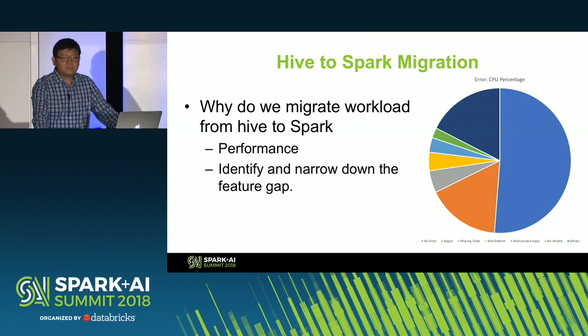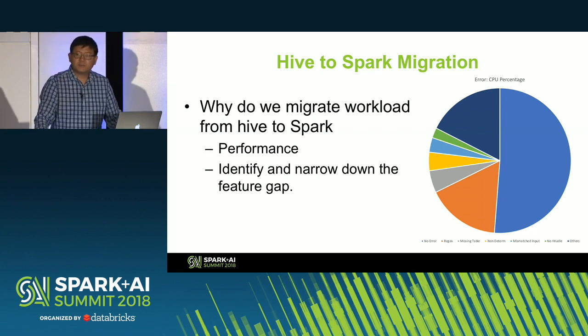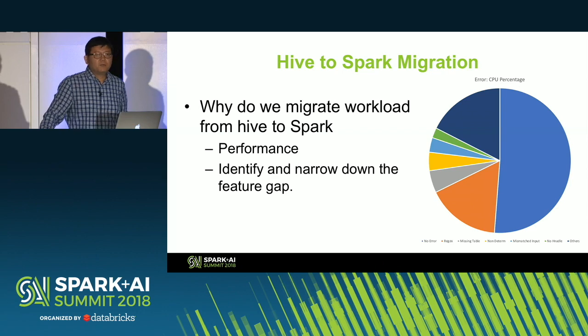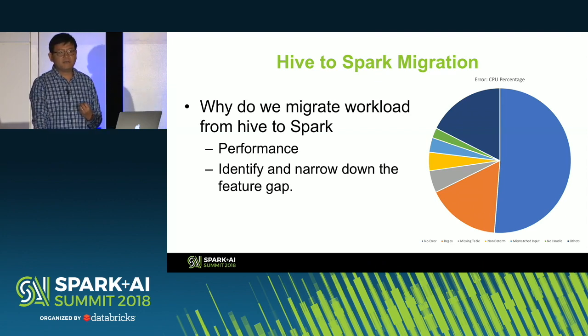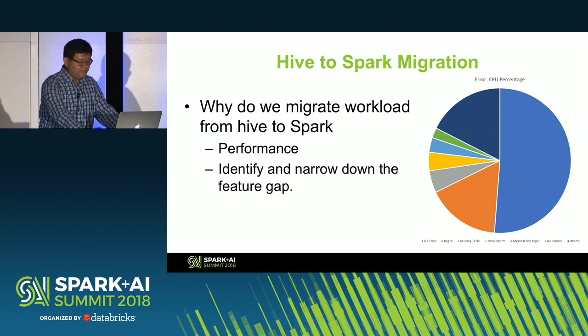The second one is if we want to switch to the more advanced computation engine, for example, Spark or Presto, we want the data engineers not to need to learn a lot of new stuff. They can write the pipeline in the old way, for example, Hive. Then we want to identify and improve the feature gap between the Hive and the Spark.